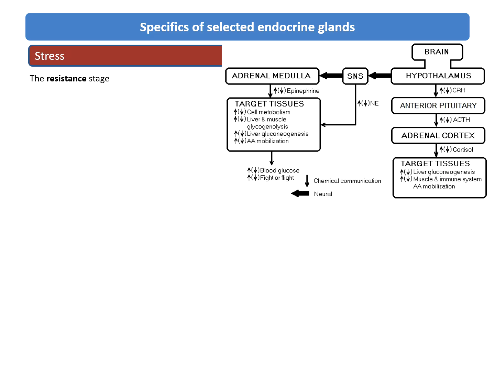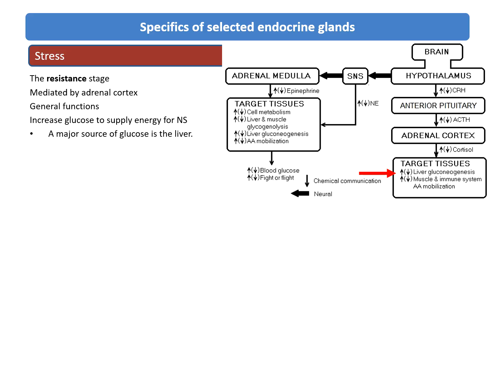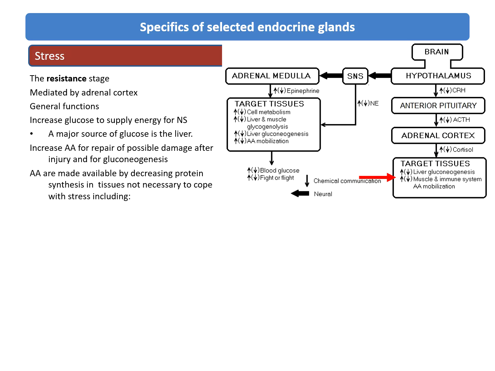The resistant stage, on the other hand, is mediated more by the adrenal cortex. Its general functions include increasing glucose to supply energy for nervous system function. A major source of such glucose is the liver. Increased amino acids are necessary for repair of possible damage after injury and for gluconeogenesis.